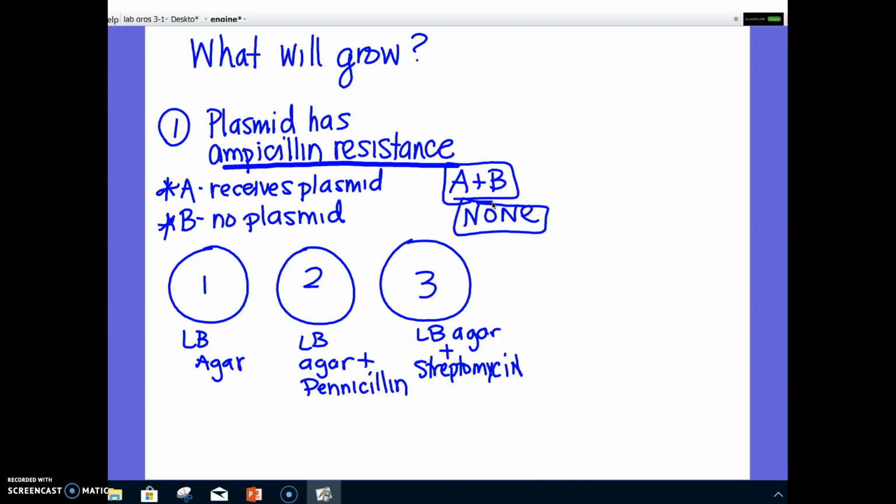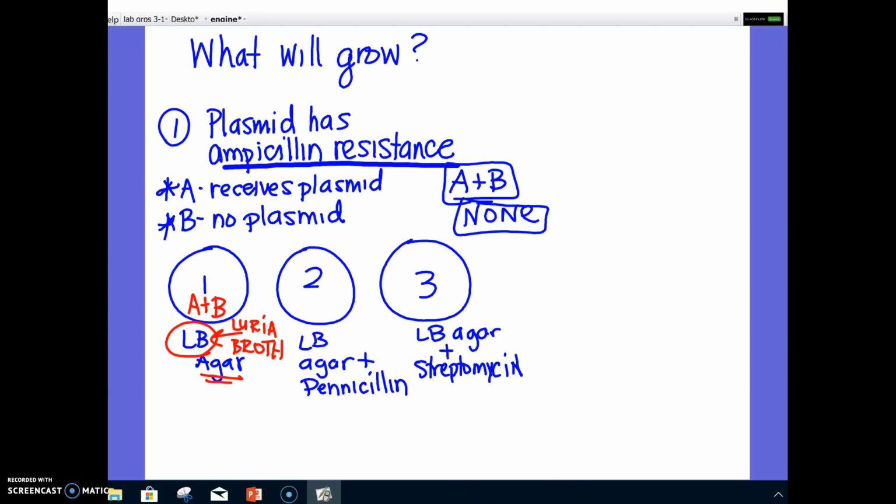So number 1 says LB agar. Now, LB, just a reminder, if they don't explain it to you, stands for Luria broth. Luria broth agar is basically food. That's all it is, so it's not screening anything. It's just basically agar, which is like a seaweed gel, and added to it is LB, which is food. So on plate 1, what would we expect to grow? Your answer should be A and B, both.